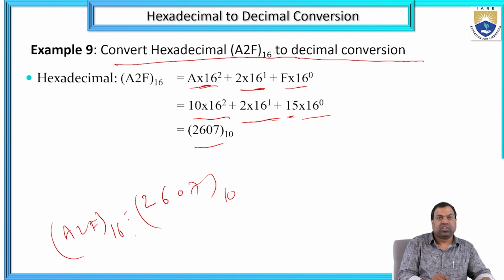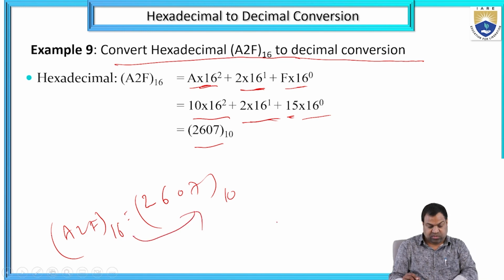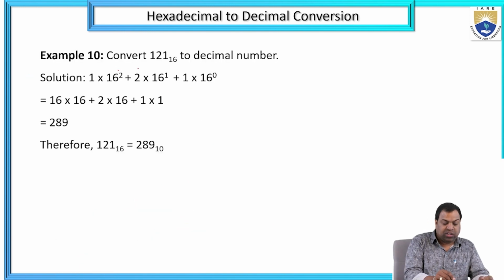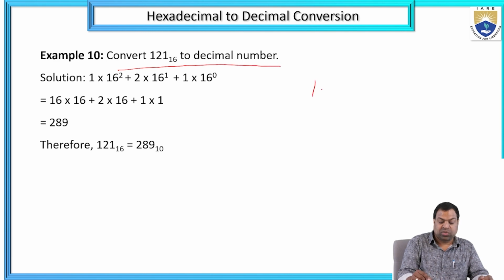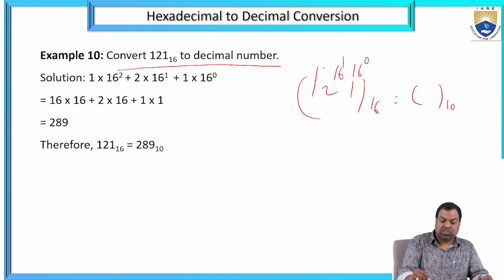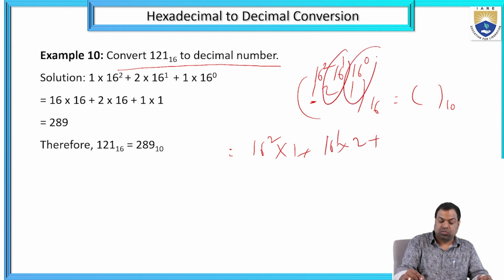A to F in hexadecimal are converted to decimal values. Here we are converting 121 base 16 to a decimal number. The place values are 16 power 0, 16 power 1, 16 square. So 1 into 16 square plus 16 power 1 into 2 plus 16 power 0 into 1.